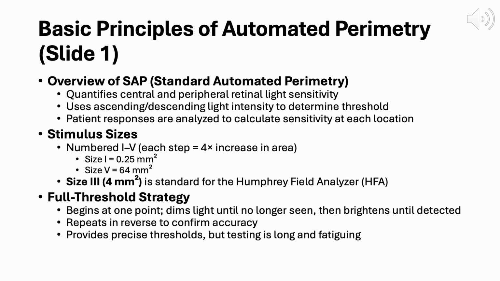Finally, we have the full threshold strategy. This starts by presenting a stimulus that gradually dims until the patient no longer sees it, then brightens again until it's detected. This confirms the threshold from both directions. While this method provides precise sensitivity thresholds, it's also lengthy and fatiguing for patients.